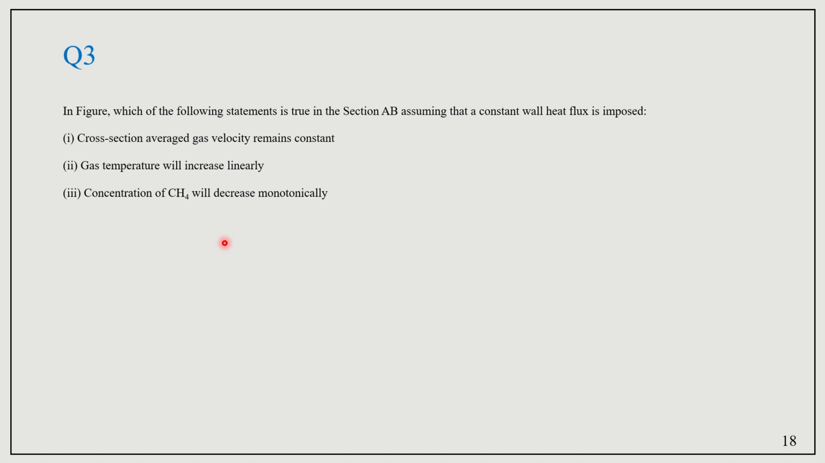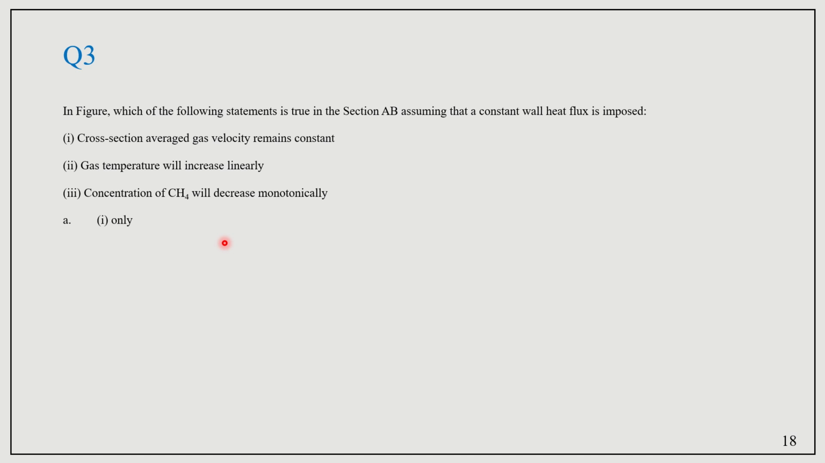Third one, concentration of methane will decrease monotonically. If the reaction is happening, we can talk about how the concentration is affected. But between planes A and B, there is no catalyst sitting on the planes. Only between planes B and C is catalyst presence observed. So methane concentration will not decrease in the first zone, between planes A and B. So concentration of methane will decrease monotonically is also false. Now we look at the options.